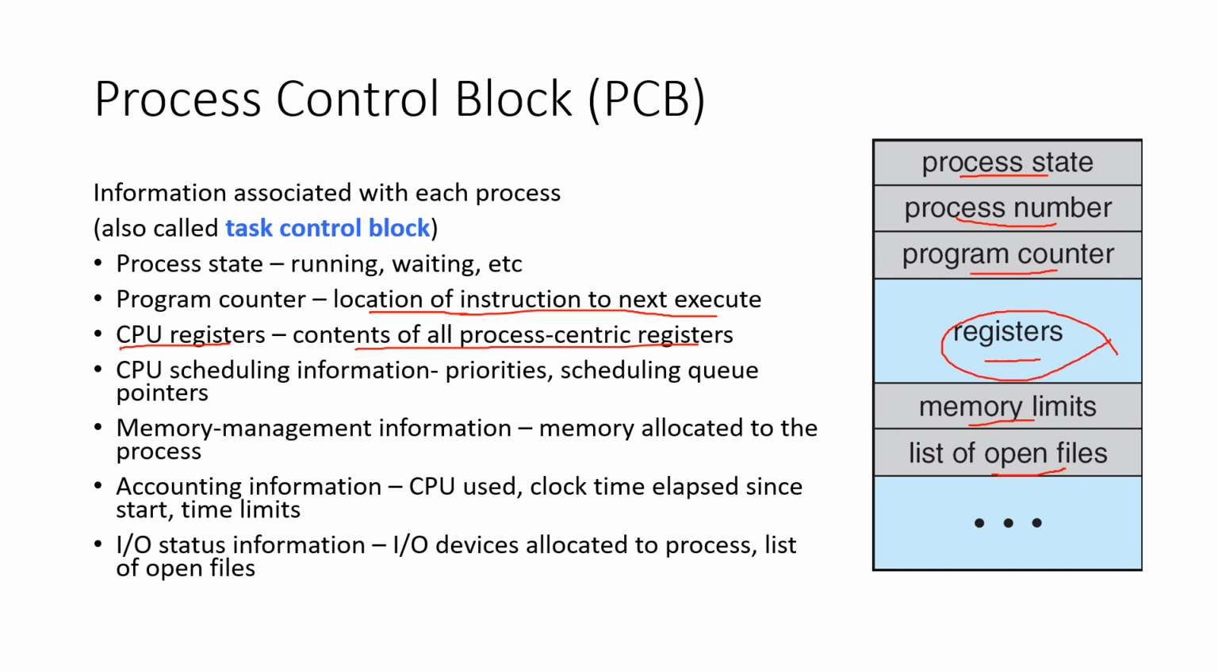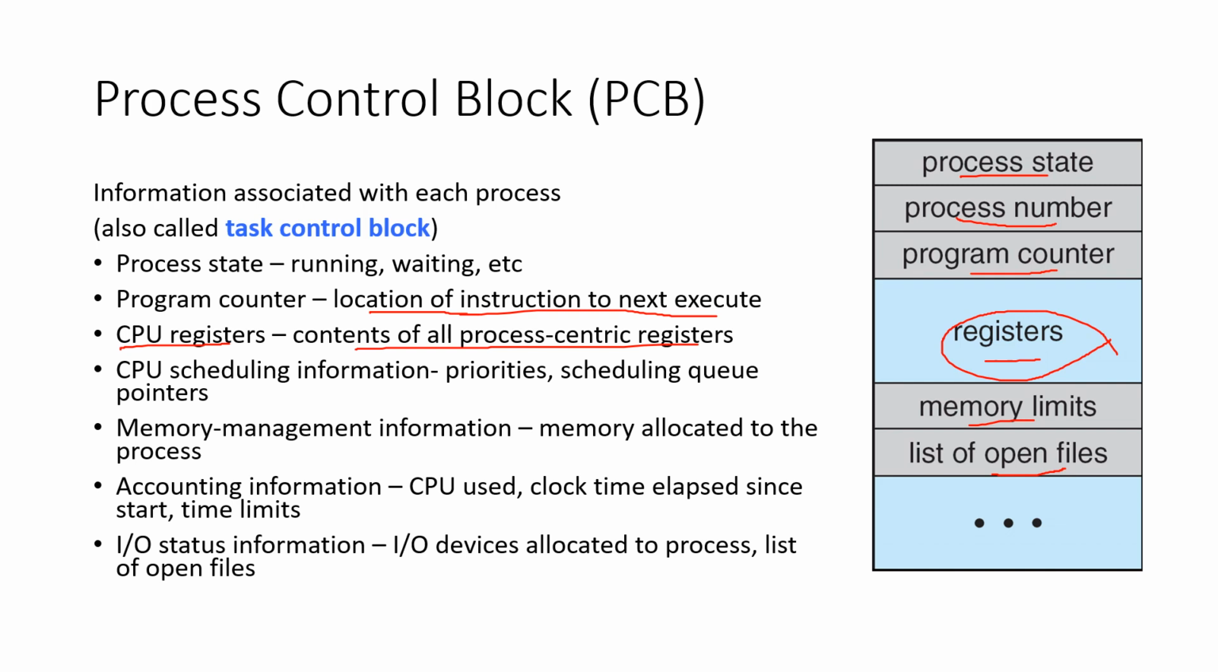Next we have CPU scheduling information. CPU scheduling means the process that is picked for execution by the CPU is decided by CPU scheduling. This CPU scheduling can be done either by priority, that means higher priority processes get executed first, lower priority processes get executed later. So in this way we have the process scheduling, and for this we need this information.